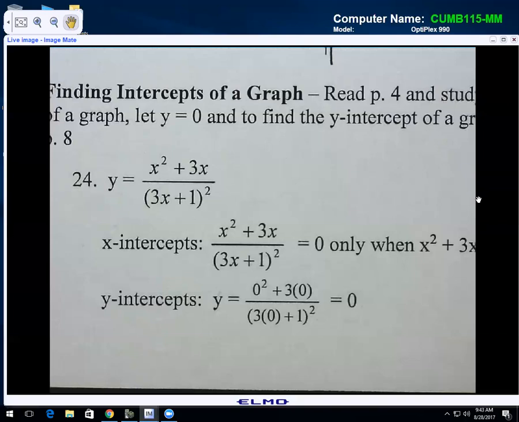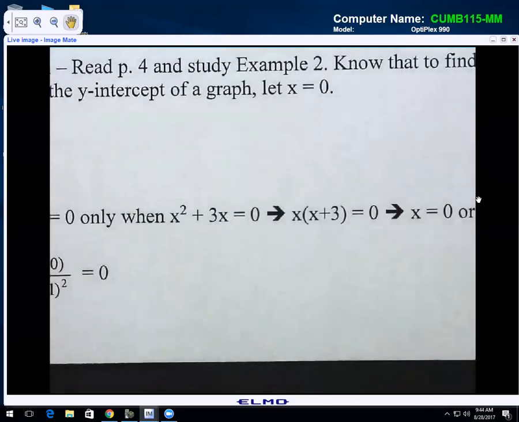It's usually easier to find the y-intercepts. It's usually pretty darn easy to plug the 0 in for x. That y-intercept is 0. Those x-intercepts, this is a fraction. What makes a fraction equal 0? What's the only way a fraction can equal 0? If it has 0 in the numerator and something else in the denominator. So if we're looking for what makes it 0, we need to only find what makes the numerator 0. And we can find that by factoring. Turns out that this has 2 x-intercepts, 0, -3.